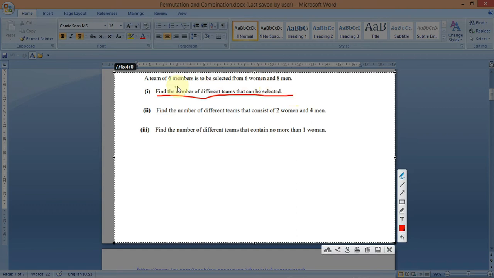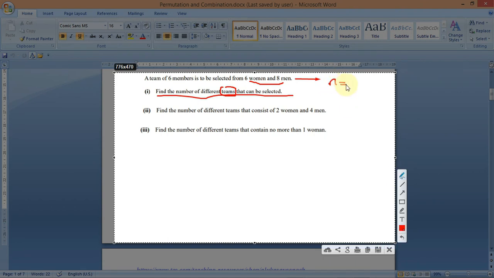Okay, without many conditions. So for the number of teams, this time around we are talking about teams altogether, so it's not about gender, not about women or men. Now let's see, how many members do you have altogether, consisting of men and women? That is 8 plus 6. So n is 8 plus 6.